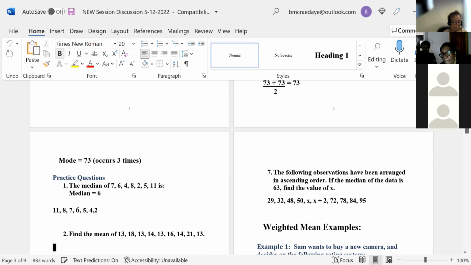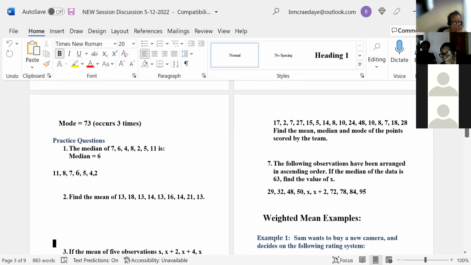Do the next one. I want everybody to find the mean of this set of numbers. Tell me what you get. Tell me what the mean is for number 2.